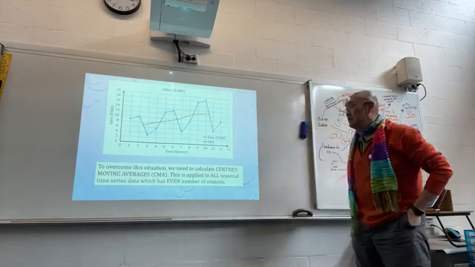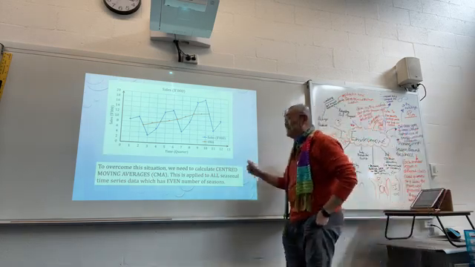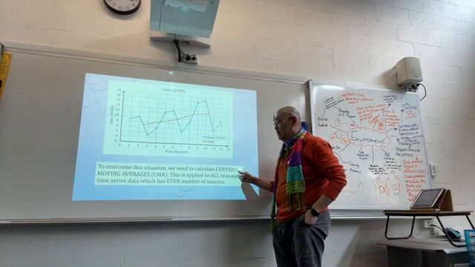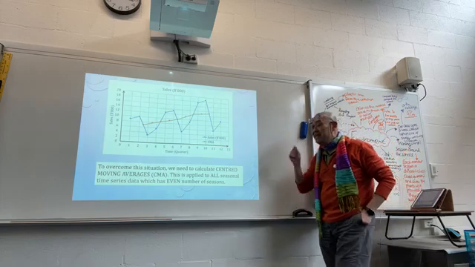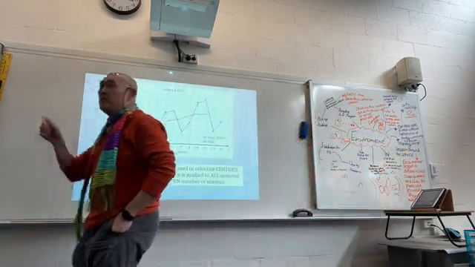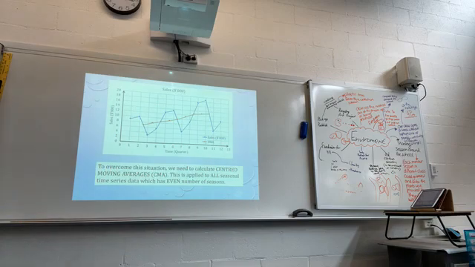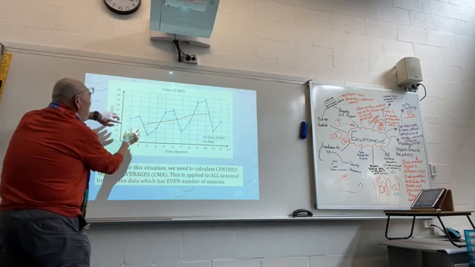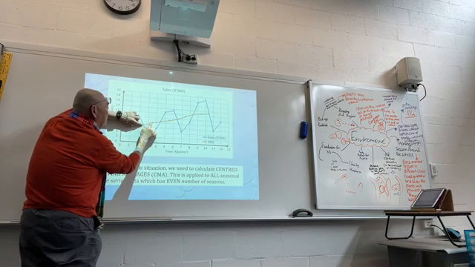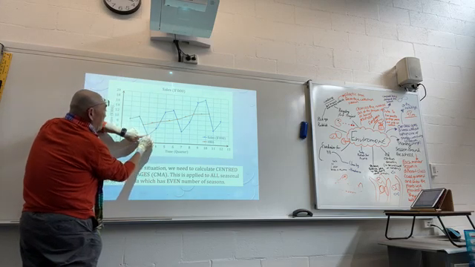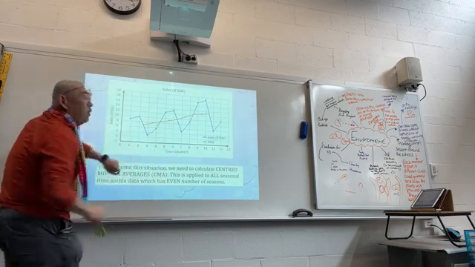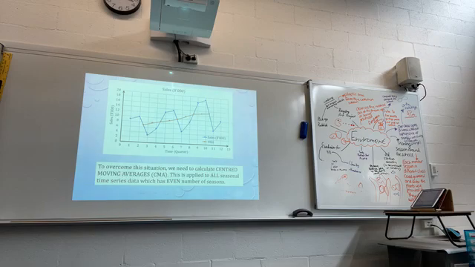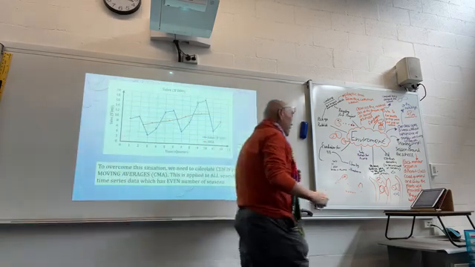So to overcome this situation, we need to calculate what we call the centered moving average, which is applied to all seasonal time series data which has an even number of seasons. What we want is to move this average right to that point, that point, that point. Right in line with all our data so that we can do a bit of prediction. Let's have a look at how we do that.